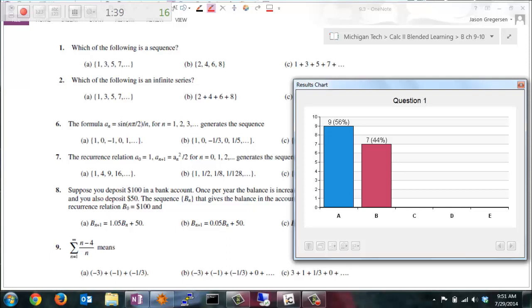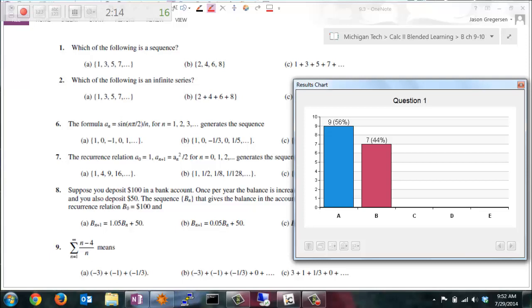It has to be an ordered list of numbers, so I have to be able to tell positions, but does there need to be a pattern? Turns out there doesn't need to be a pattern. It's a common misconception. In fact, I could give you a sequence as the digits of pi. So the first number in my sequence would be 3, and the next one would be 1, and the next one would be 4. And that's an infinitely long list of values. But there is no pattern to it. It's not predictable. And that would also be considered a sequence. Okay, so this one would be A.